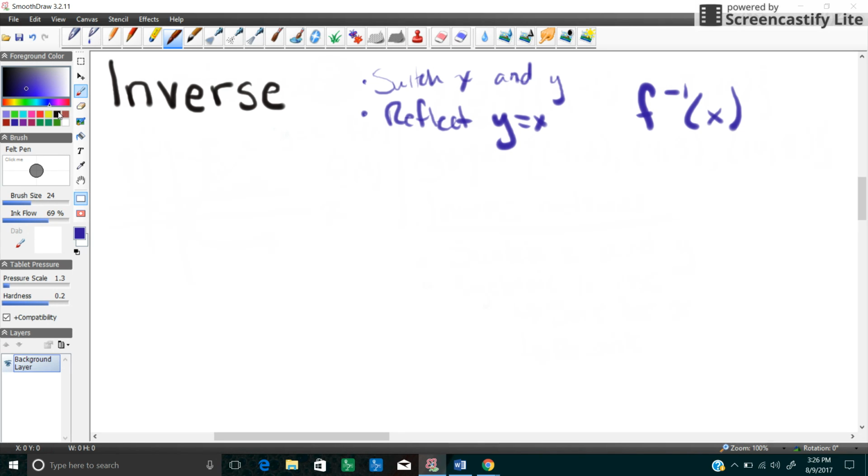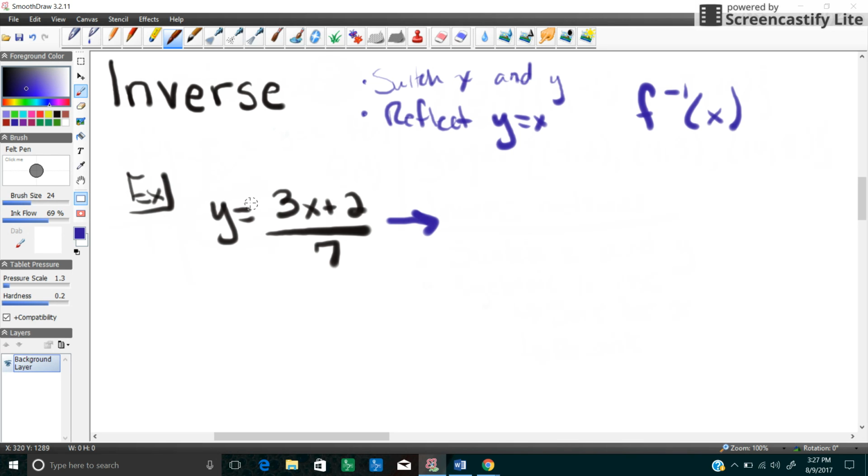Okay, so I'm going to go ahead and jump straight into some examples, and hopefully we can get at least 2 or 3 done. Let's say we have the function y equals 3x plus 2 over 7. Let's just make it something linear. Well, the first step in this is to switch the x and the y. So I'm going to change this into an x and say x equals, and change that to a y. So 3y plus 2 over 7.